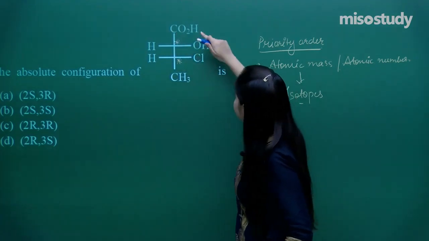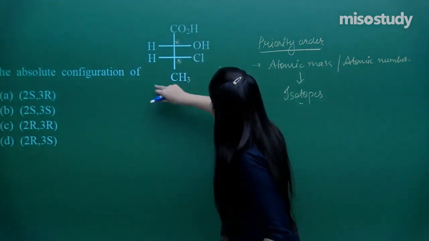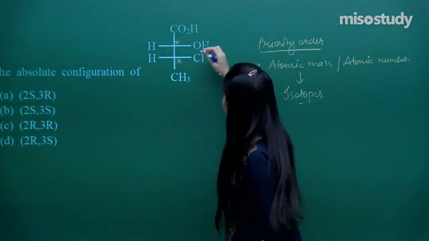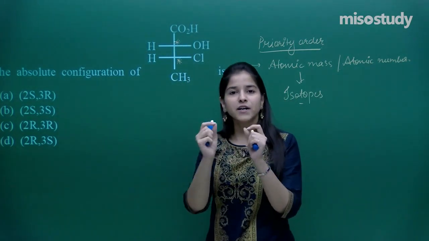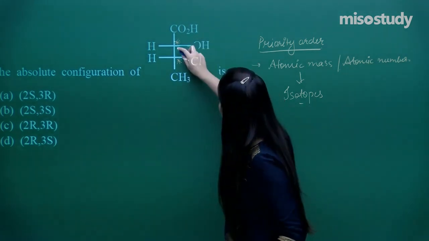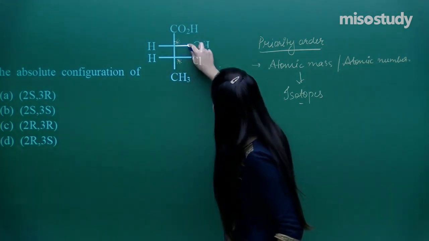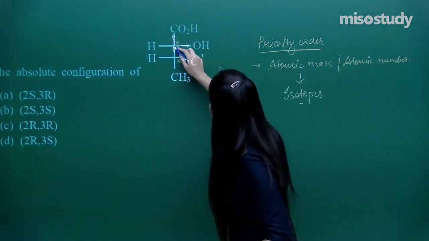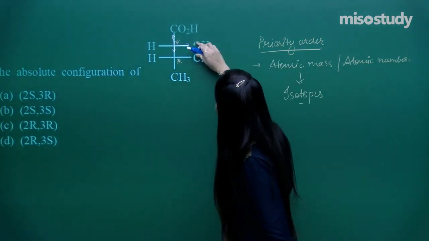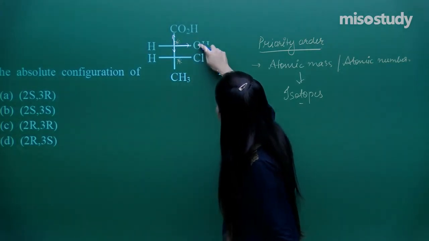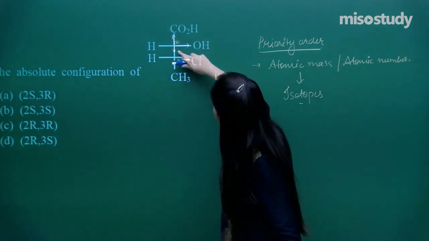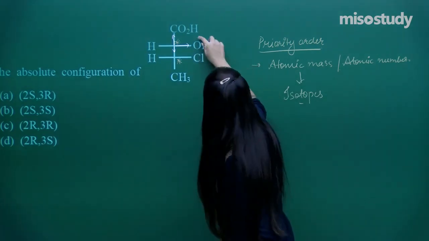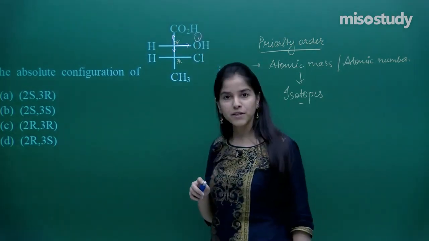So, COOH, OH. If I consider all 4 groups, which will be number 1? Let me compare the first atoms. If I go this way, this way, and this way, comparing the first atoms, I have oxygen here, a carbon, and here as well a carbon. So, oxygen will have the higher priority. That means number 1 is to be assigned to this group.